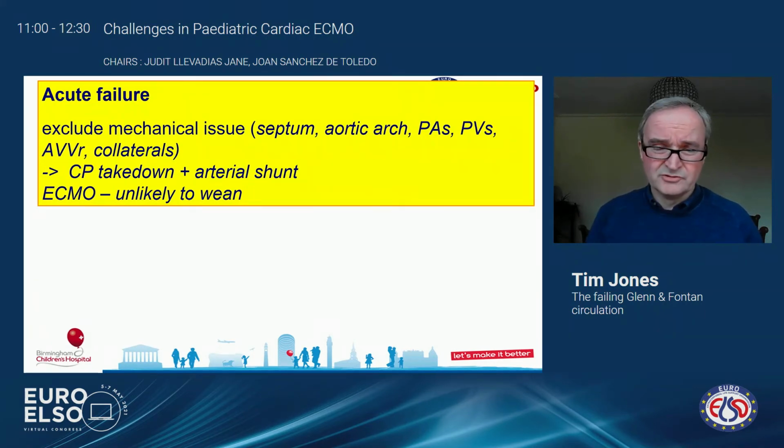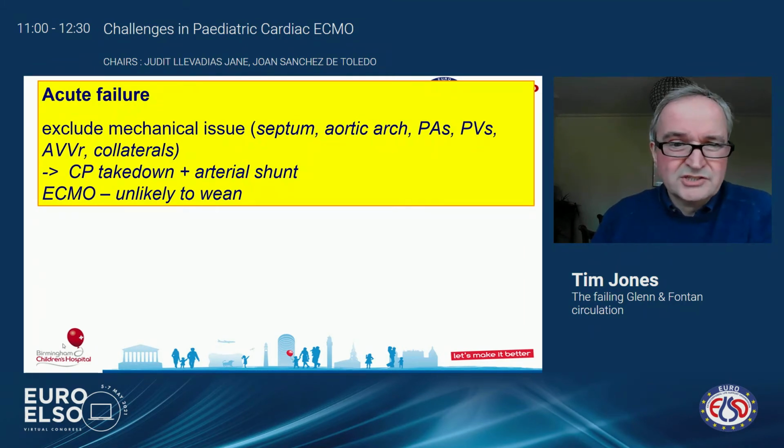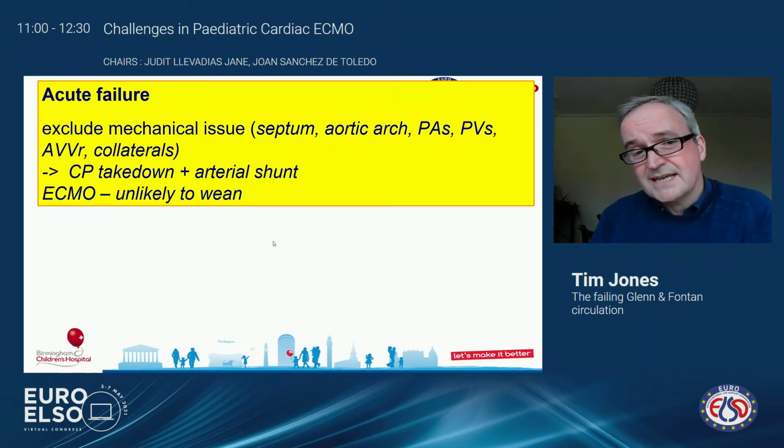Also exclude obstruction of the aortic arch, which the ventricle will be very susceptible to. Make sure the pulmonary artery pressure, you've done all you can to keep it low, and make sure there's good pulmonary venous drainage and you haven't got significant AV valvular regurgitation. The option then really is takedown of the cavopulmonary shunt. Trying to tough it out usually makes the situation worse.